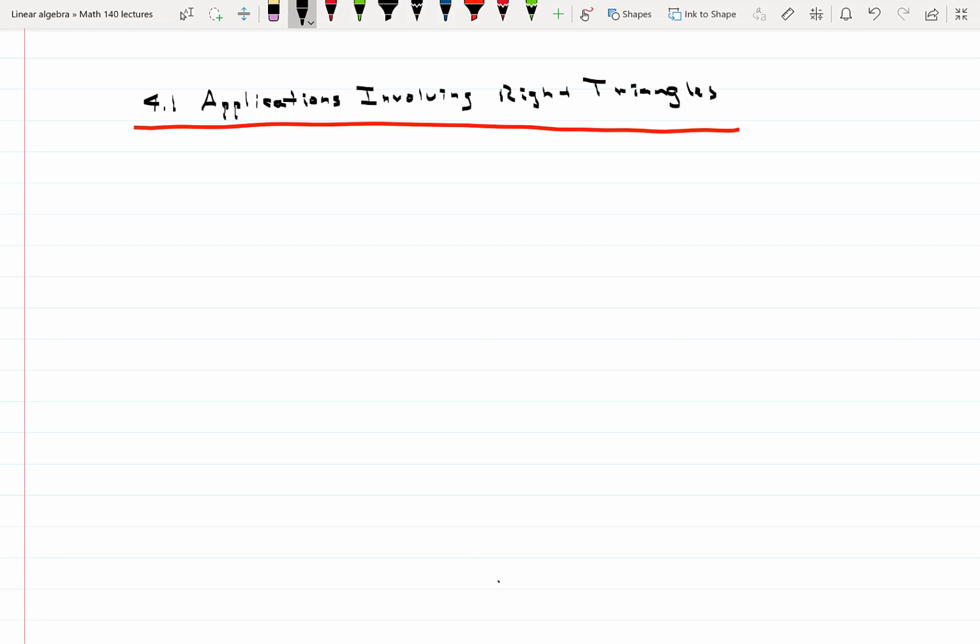Before we look at a couple of examples of applications of word problems, let's take a look at another aspect of this section, which just involves solving right triangles. And solving right triangles, the idea is this. You're given three parts of a triangle, or certain parts of a triangle, and you're supposed to find the rest.